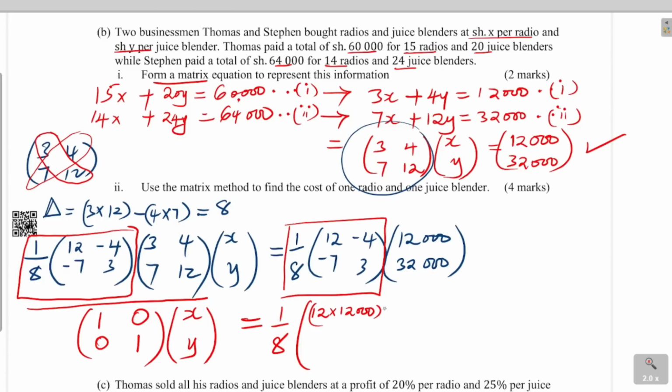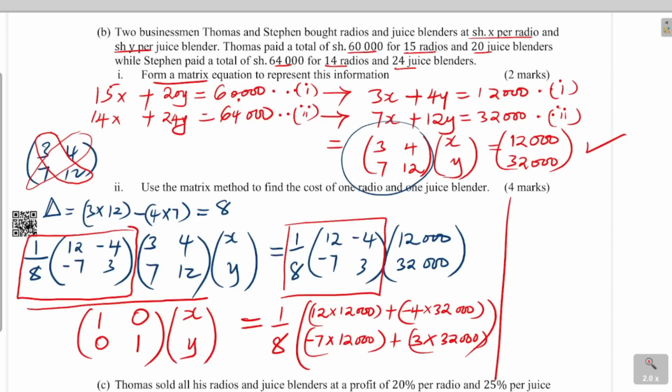Then plus, this will be negative 4 times 32,000. That is row 1, column 1. Then row 2, column 1 will get negative 7 times 12,000 plus 3 times 32,000, like that. So when you work out the left hand side, the identity matrix multiplied by x and y will give xy.